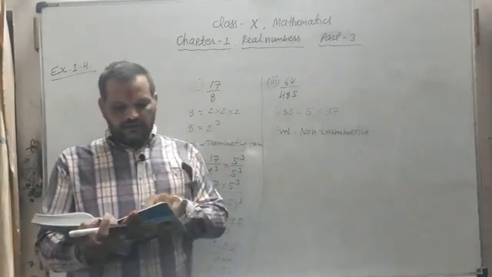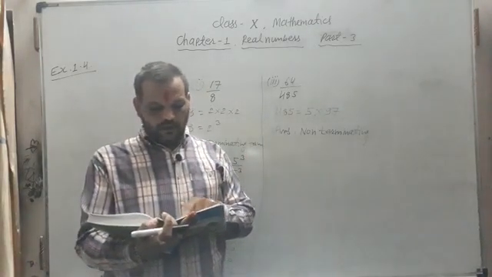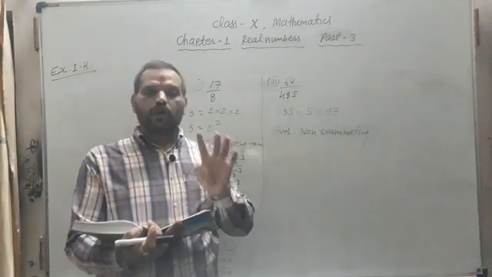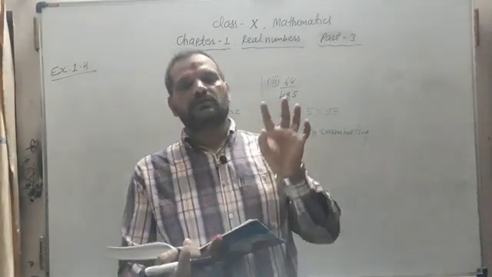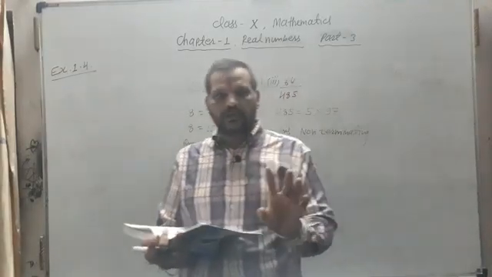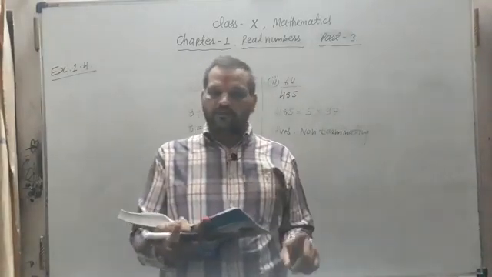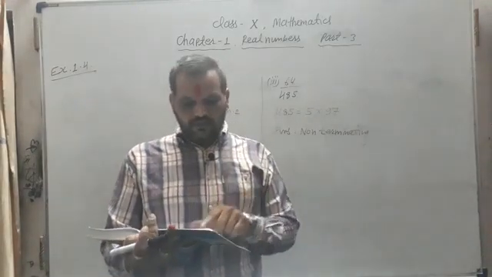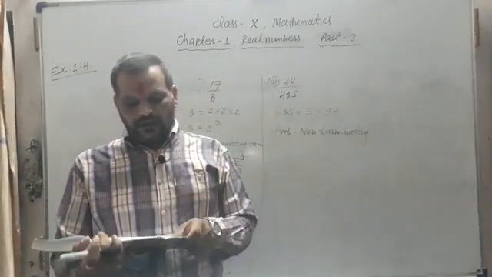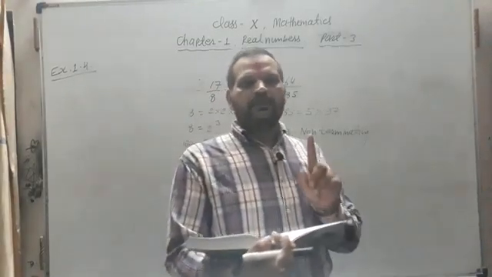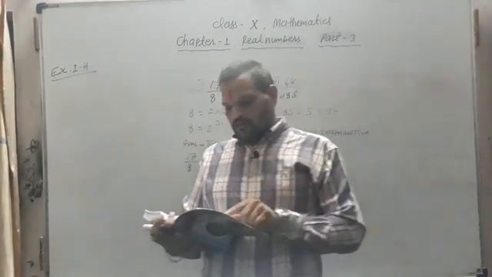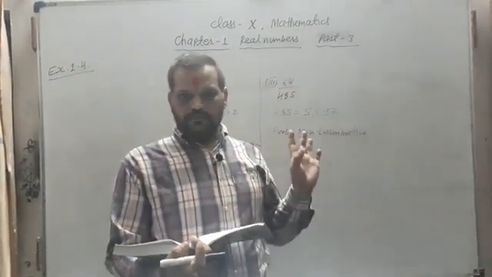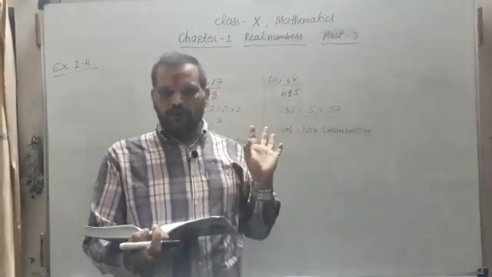So we have to check whether these are rational or irrational. In the first part, it is terminating form, and terminating form is always rational. Therefore the first part is rational, and a rational number has P upon Q form. So we can change it into P upon Q form.